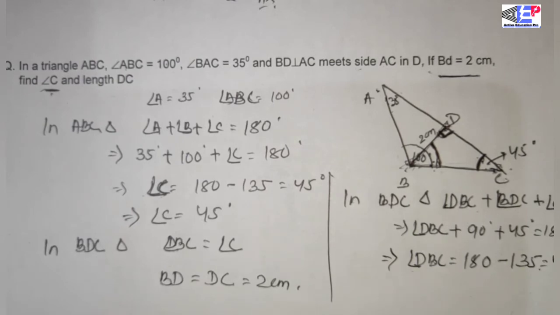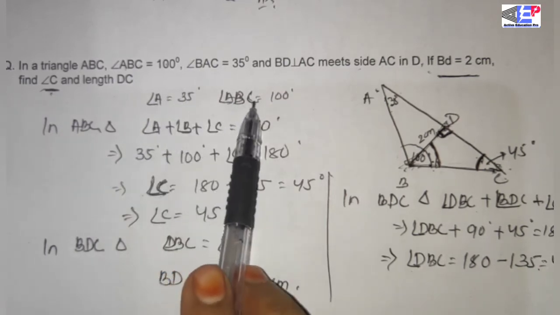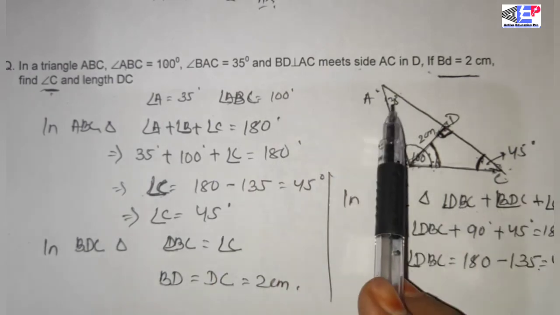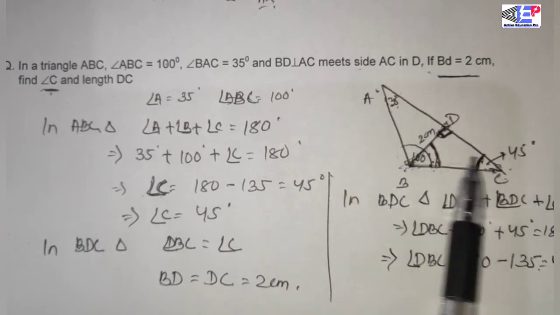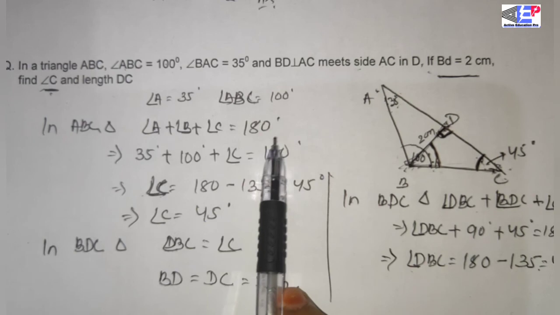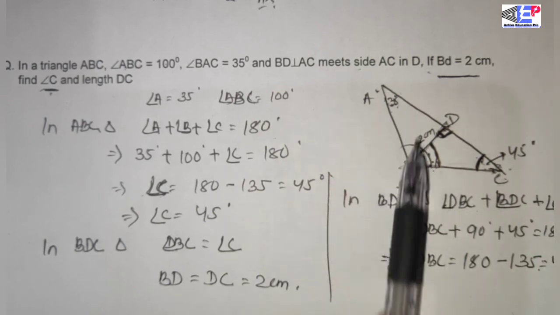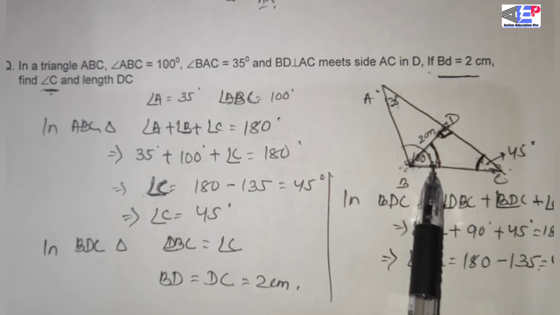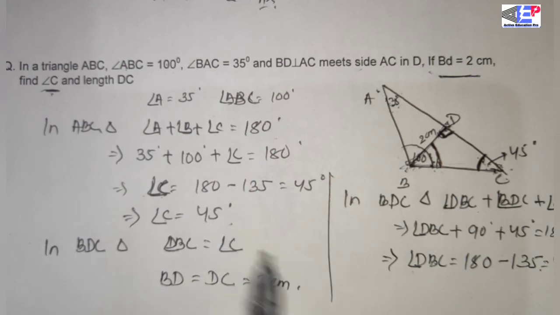Again, I repeat, this question is very important for you. Please watch it carefully. Given that A is equal to 35 and ABC is equal to 100 in a triangle ABC, we know that the sum of three angles of a triangle is 180 degree. So A plus B plus C is 180 degree, and B is 100 degree. So C will be 45 degree according to the angle property of a triangle.